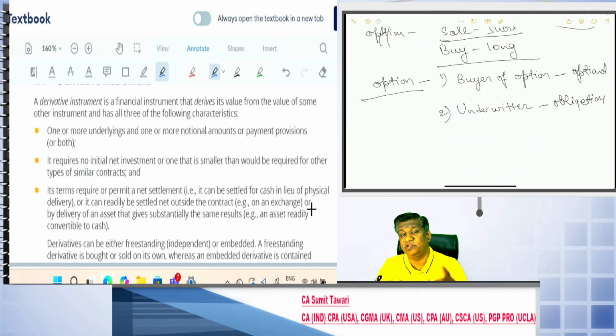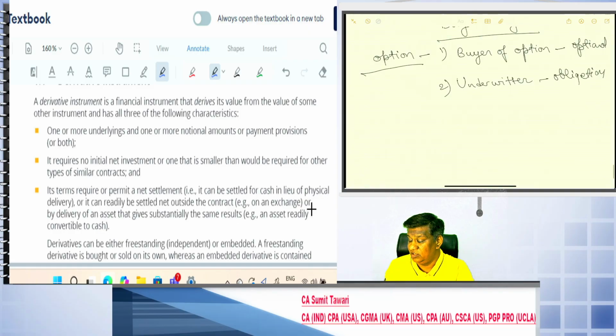In forward and future, both parties are under an obligation to perform their duties, but in an option, one party enjoys the right to not perform. He is okay with non-performance. But the underwriter is under obligation to perform. So this is the option.